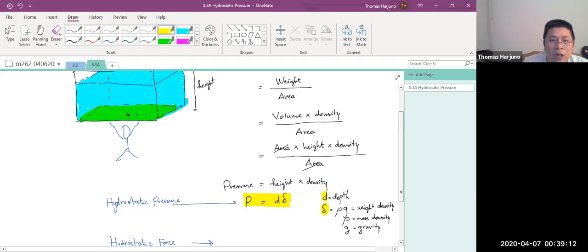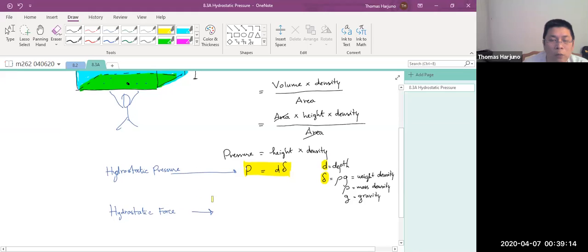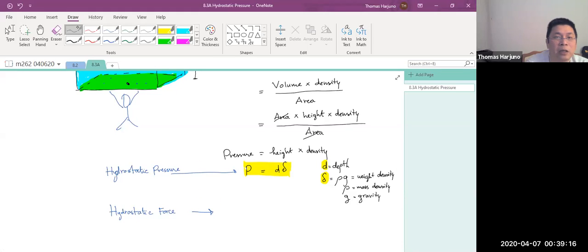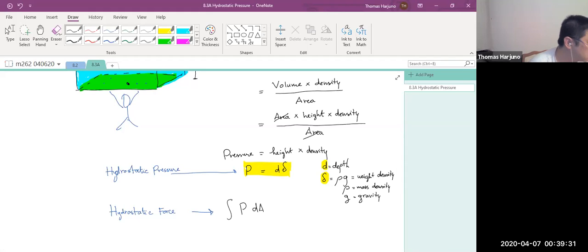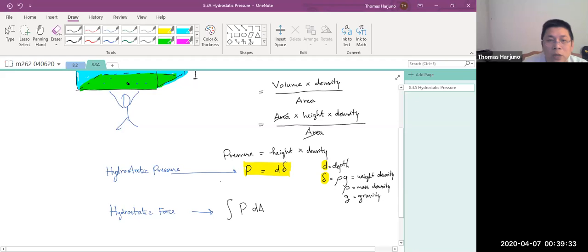While hydrostatic force is basically the integral of that pressure over the area. And that's hydrostatic force.